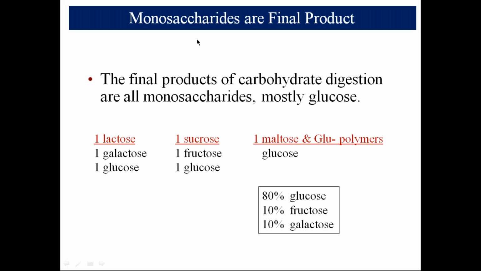Final product of carbohydrate digestion is monosaccharides. Mostly it is glucose, because mostly the intake of dietary carbohydrates is in the form of starch, and starch, as you've seen, is finally broken down into glucose. But we also take in fruits, and sugar, and milk, right?